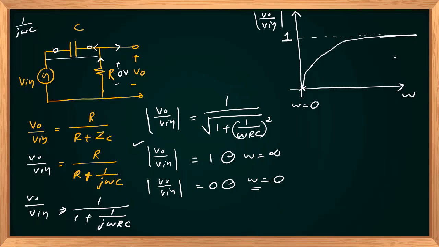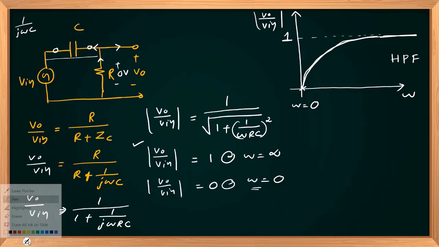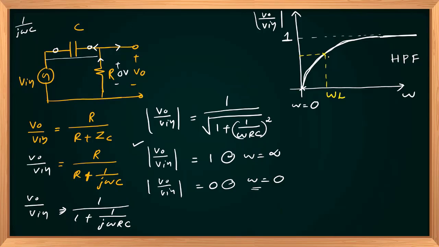So it's a high pass filter because gain increases as frequency increases. A high pass filter will have a lower cutoff frequency, omega L or FL. That lower cutoff frequency is defined as the frequency at which gain decreases to 1 by root 2 times the maximum gain. Maximum gain is 1.